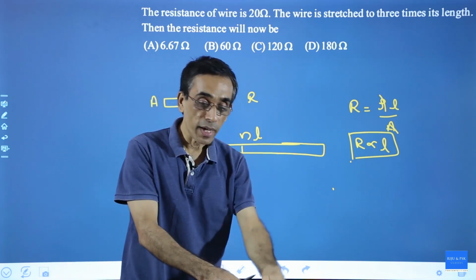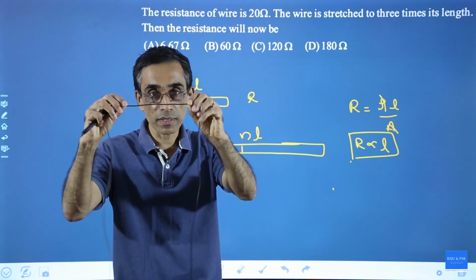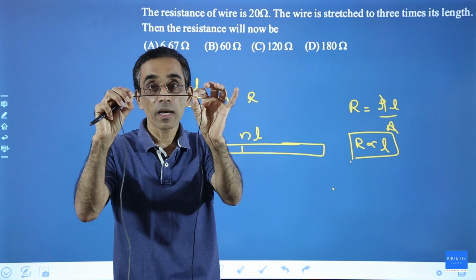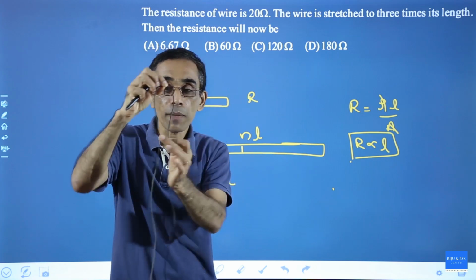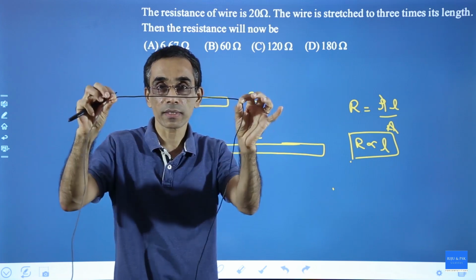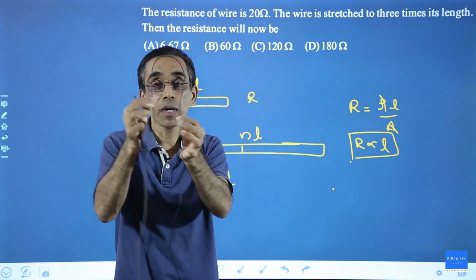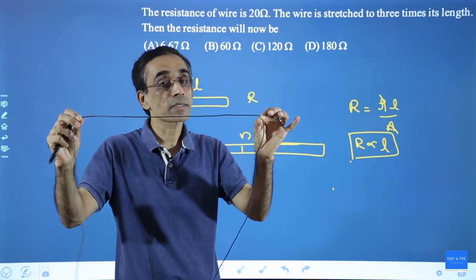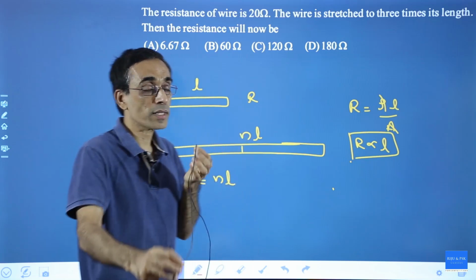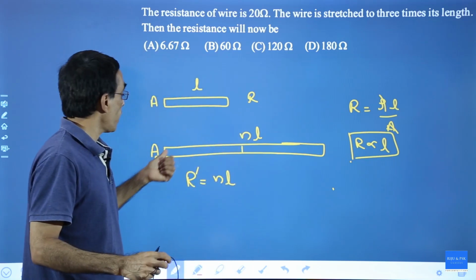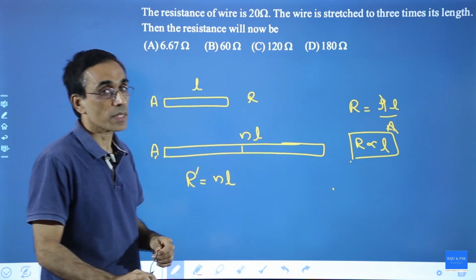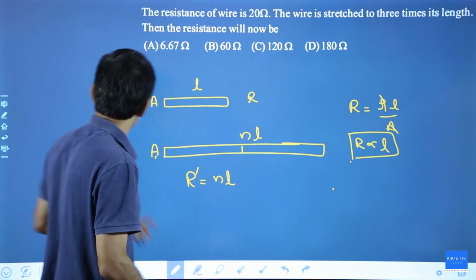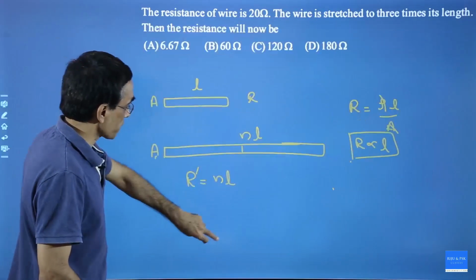For example, if I take a wire of this size, resistance 10 ohm, what will happen if I take a double fold like this? Then that will become 20 ohm. What will happen if I take 4 times that one? That will become 40 ohm. Resistance is directly proportional to length only when area and the material remain the same. Is that okay? Fine. So I guess this is easy.